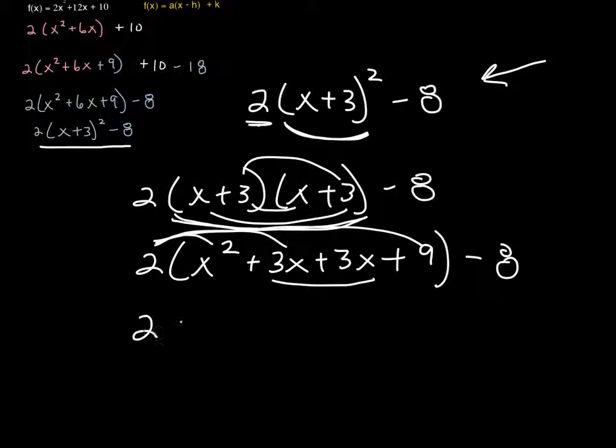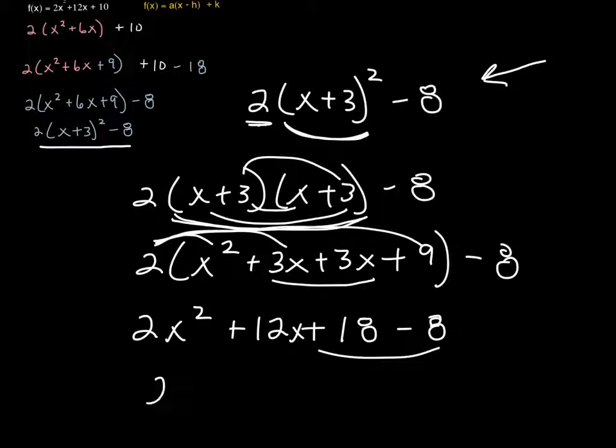So now we have a 2x squared. This is the 6x, so I'm going to multiply 6x by 2, and we get a 12x. And then 9 times 2 is 18. And then again, we have that minus 8 out there. Okay, so now we can combine like terms. Here's our only like terms. We have 2x squared plus 12x plus 10, and that's identical to what we started with.